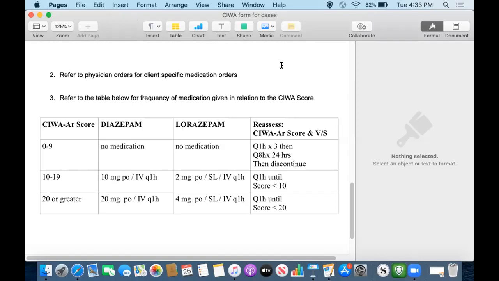All right, well, that concludes this unit on GI accessory organs.